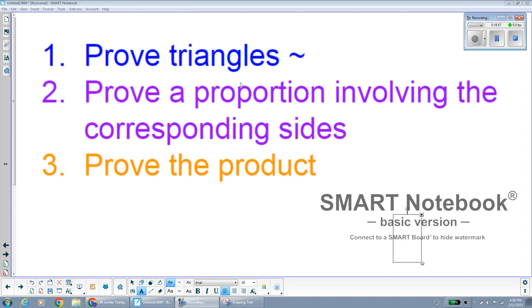And then finally, after proving a proportion, it's one more step to prove a product. And the reason's the same every time. In a proportion, the product of the means equals the product of the extremes.